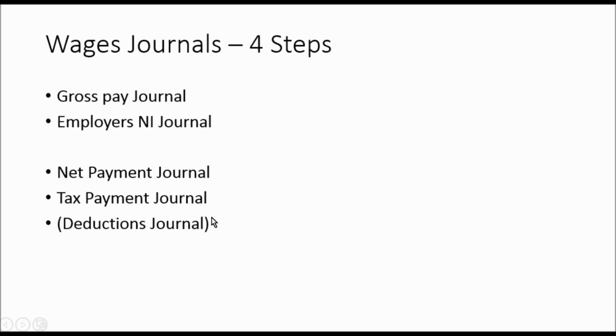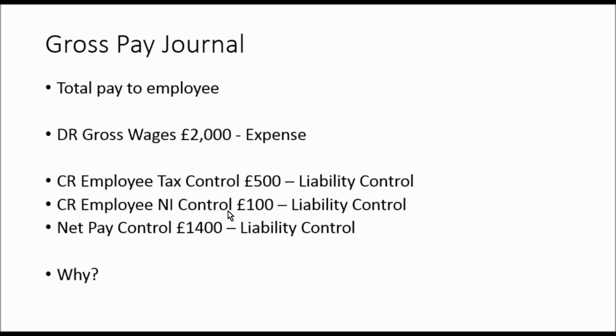Now there could be a 5th step, a deductions journal. Like I said, I don't want to make this more complicated than it needs to be, but this deductions journal could be another journal. You could also put this deductions journal as part of the tax payment journal. But these are things like pension contributions, as mentioned.